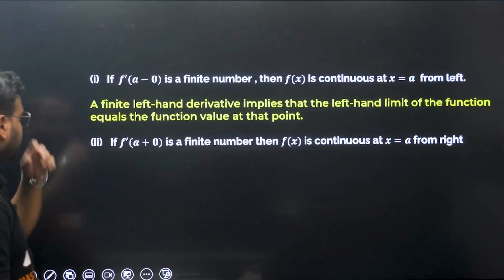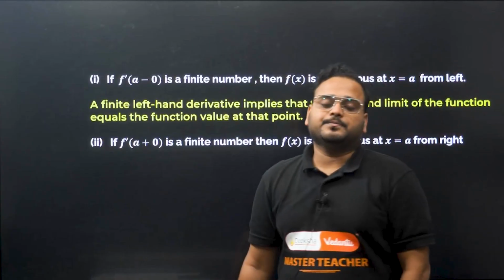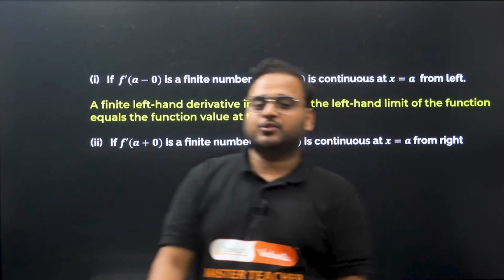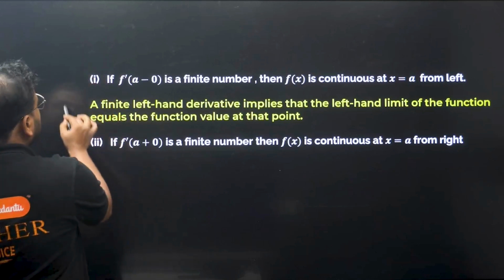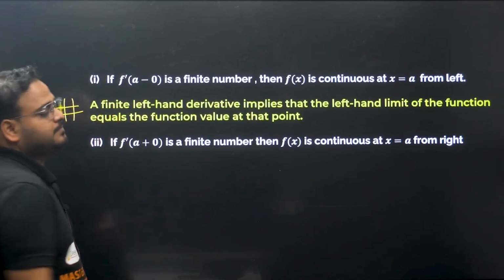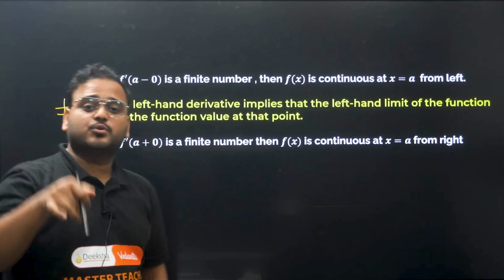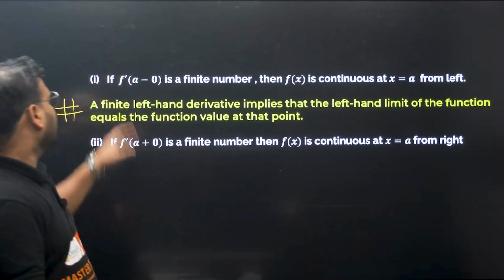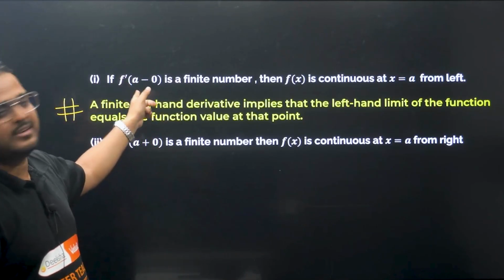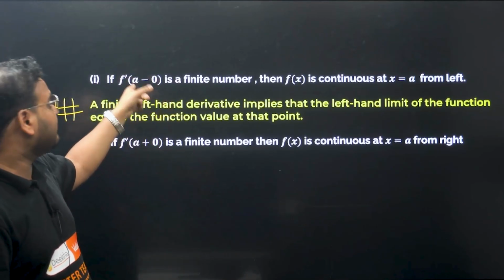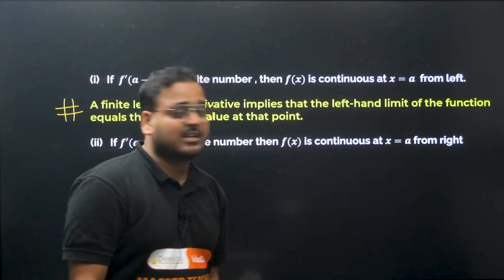Okay, let's move on. Now this is again a very, very important point. If they want to give a very tricky question, if they want to challenge you, they can give a hint on this, and if you don't remember this, you have to spend a lot of time to solve the question. You have to solve a lot of steps to get the result. I'll show you. f'(a-0), what does it mean? It means the left hand derivative. If it is a finite number, then f(x) is continuous at x = a from the left.